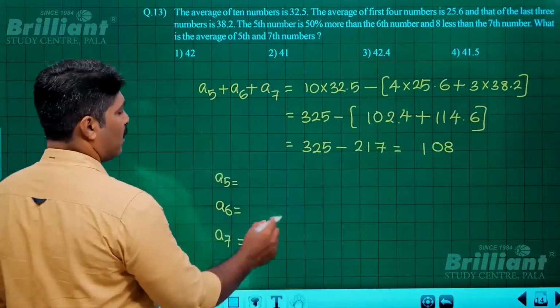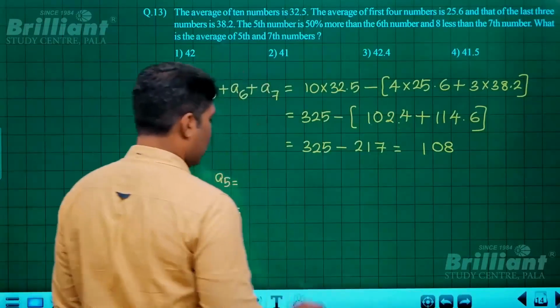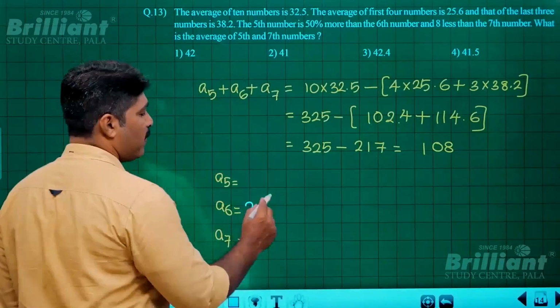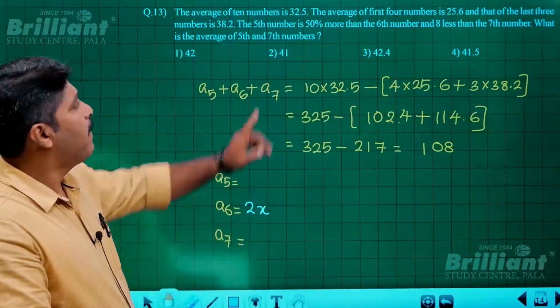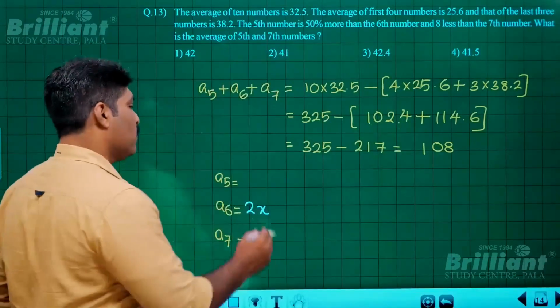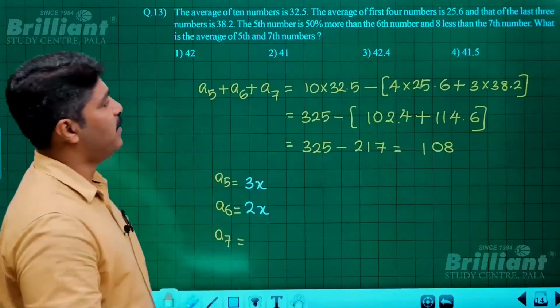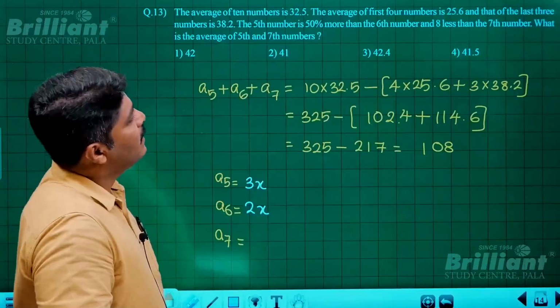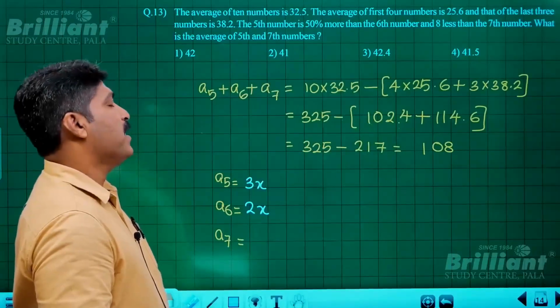Therefore, I am starting this one as x. Instead of x, if you are considering that as 2x, then the calculation will become easy. If the middle 6th number is 2x, what is the 5th number? That is 50% more than this value. So what can I write? That is 3x. 50% more than the 6th number, and 8 less than the 7th number.